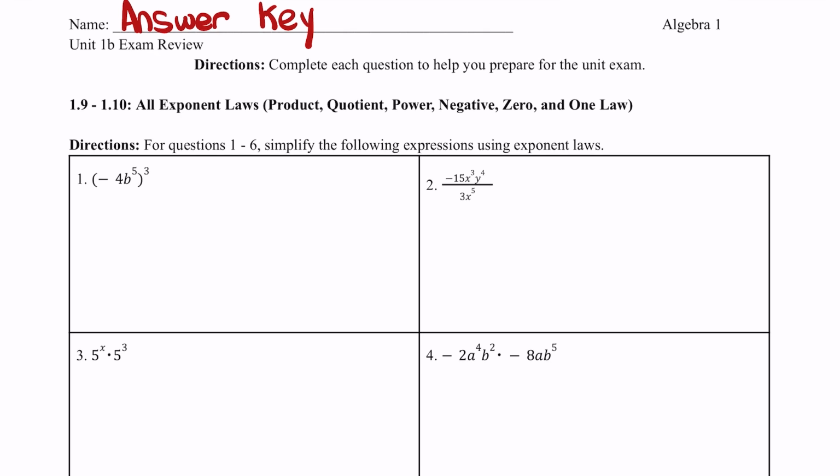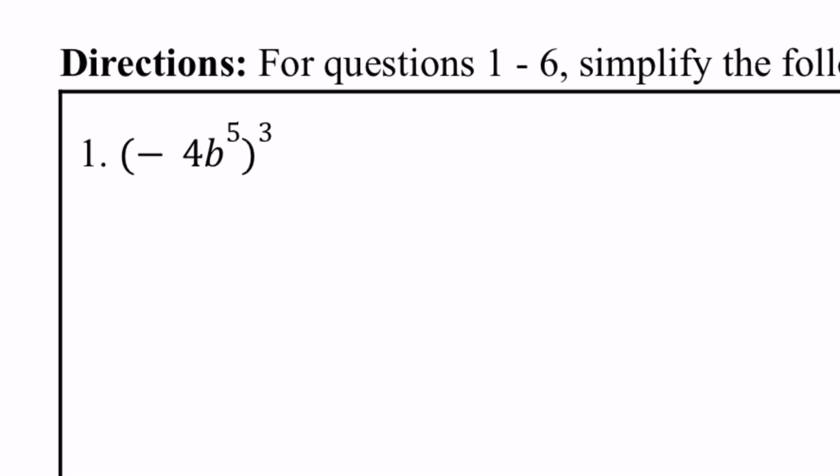The negative rule, where you have to bring it to the opposite side of the fraction to make the exponent positive. Zero exponent law, whenever you have 0 as an exponent, your answer is 1. Or the 1 exponent law, which says whenever you have an exponent of 1, the answer is just itself. All right, so we are going to answer questions 1 through 6 by simplifying the following expressions.